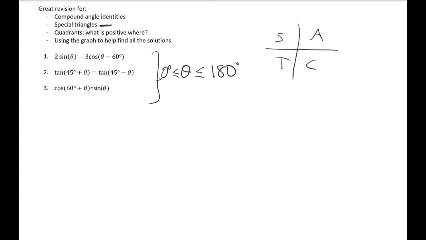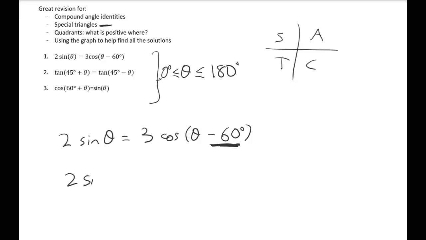So the first one that I'm going to look at is this one here. 2 sine theta is equal to 3 times cosine of theta minus 60 degrees. Let's just look at what makes that a slightly harder trig equation and what would be an easier version of it. Well, it's the fact that I've got this minus 60 degrees in here.